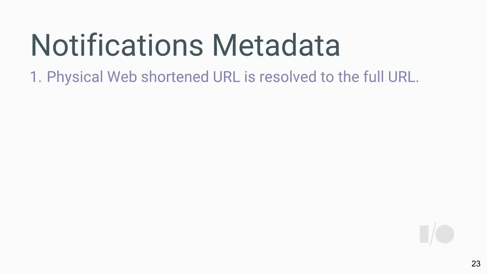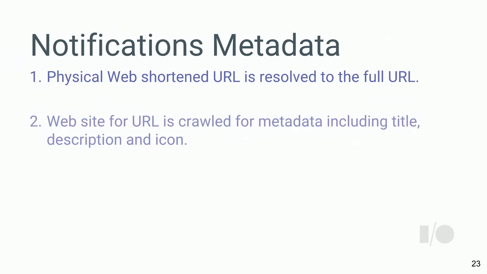Well, remember, after Chrome has collected the URLs nearby, it's taking the shortened URL, expanded into the full URL, sends it up to the proxy service. The proxy service actually goes and visits every one of those URLs. It then extracts the metadata it needs, and I'll go into the details of what that is. Once it got the metadata, it sends it back down to Chrome, and then Chrome caches it locally on the mobile device and uses that for the notification presentation.